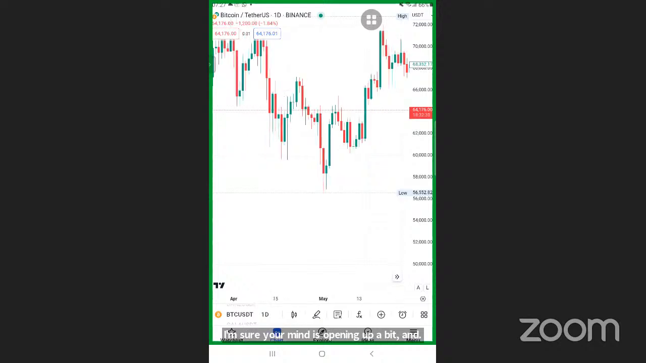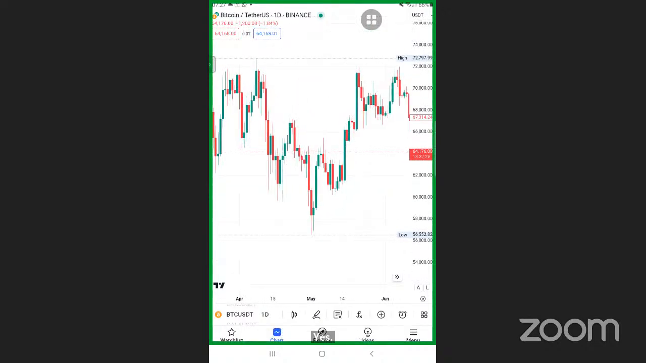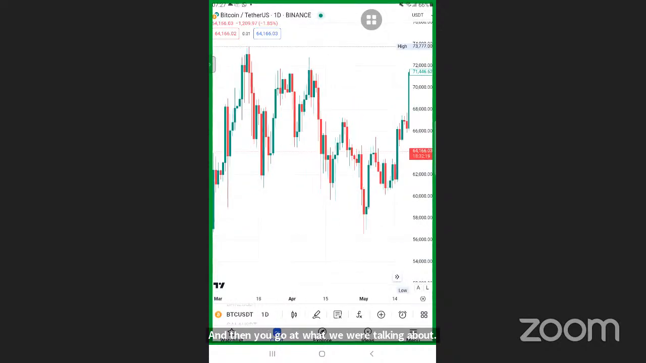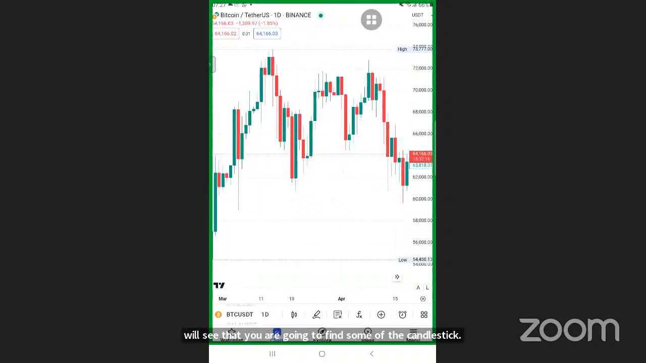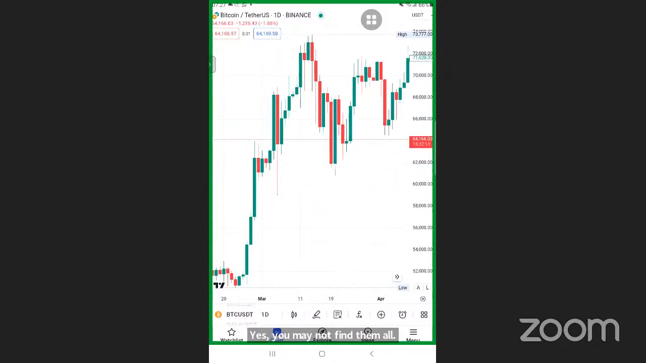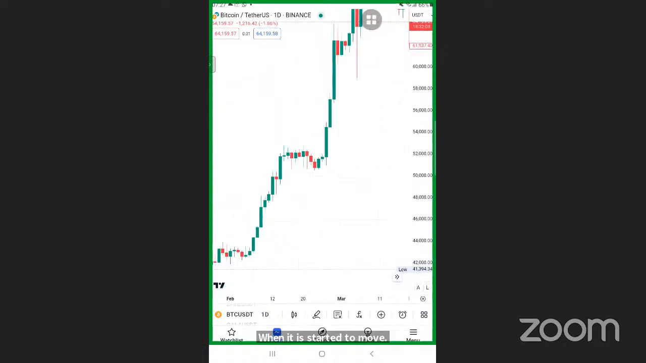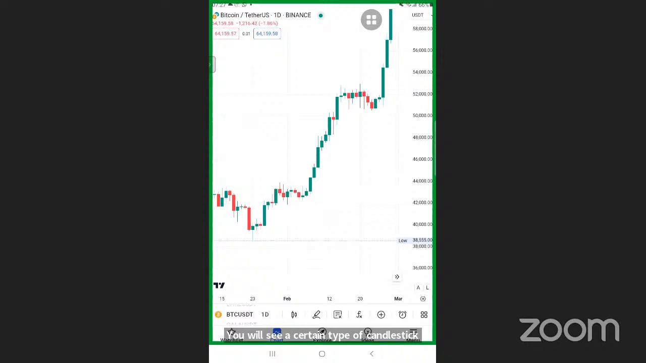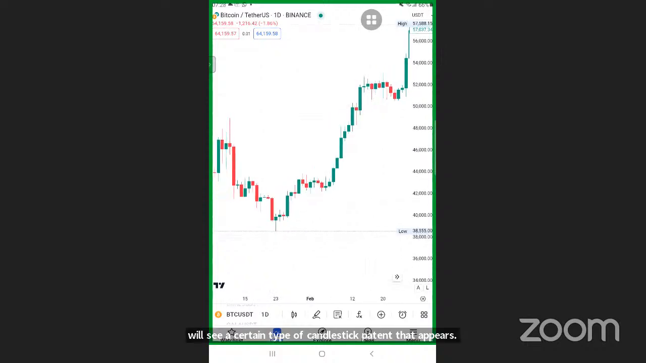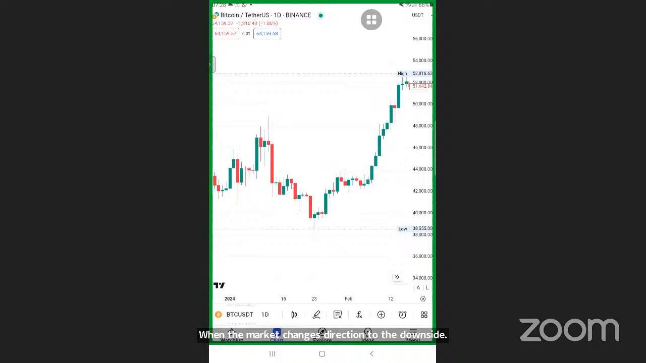So when you take your time and look at this kind of formation, and then go to what we were talking about, you will find some of the candlestick chart patterns. You may not find them all, but when the market started to move to the upper side, you will see a certain type of candlestick chart pattern that appears there. When the market changes direction to the downside, you are going to see what happened when it started to go downward.